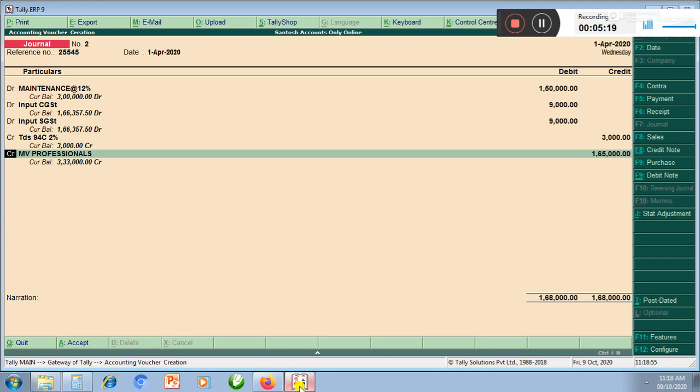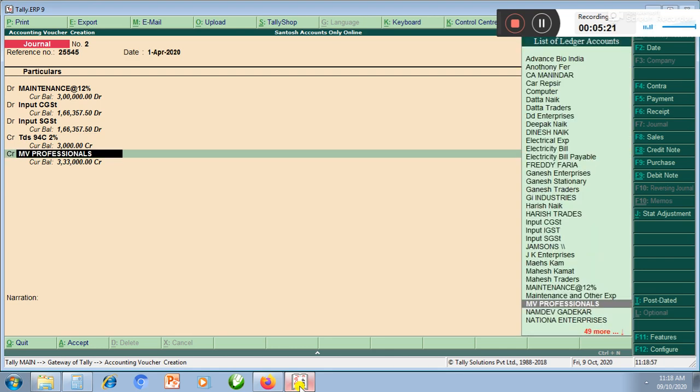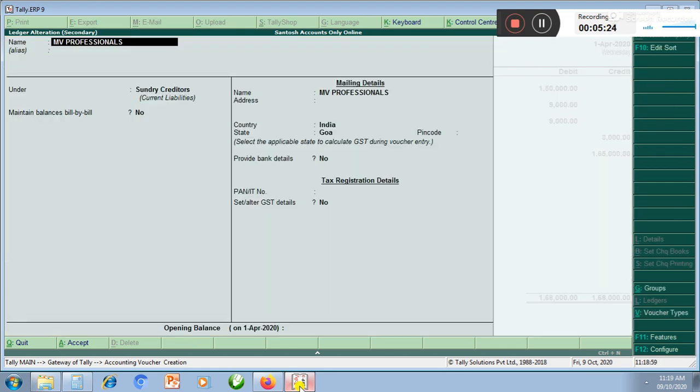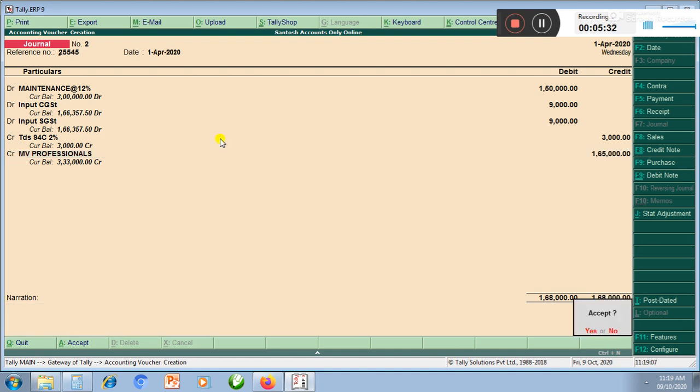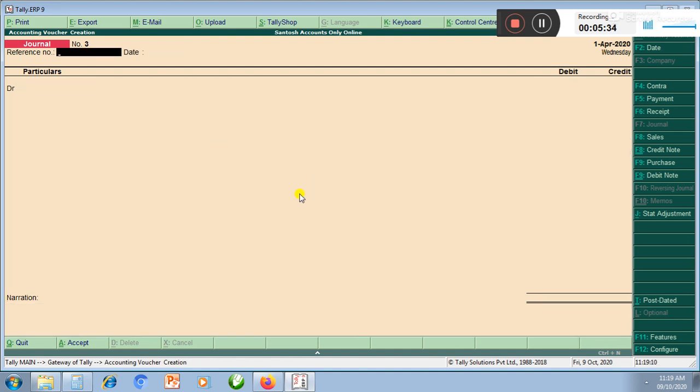Okay, and the balance amount credit again a party, that is what? MV professionals under sundry creditor. Clear? So this is the way you have to pass this bill. If you are passing the same bill under purchases, don't pass both the ways, remember. You have to pass either journal or a purchase.